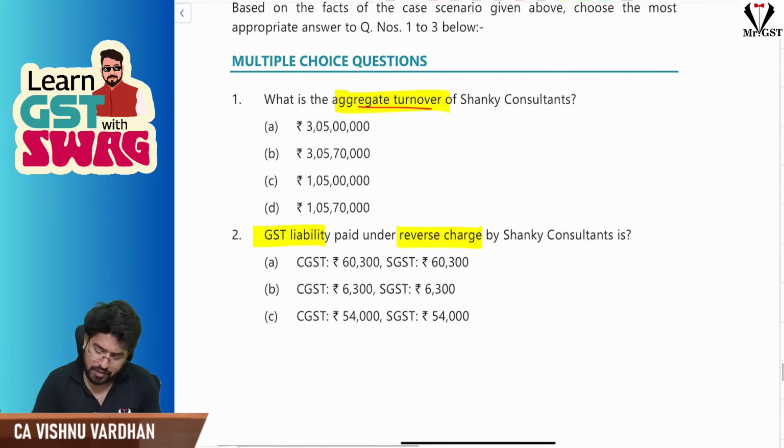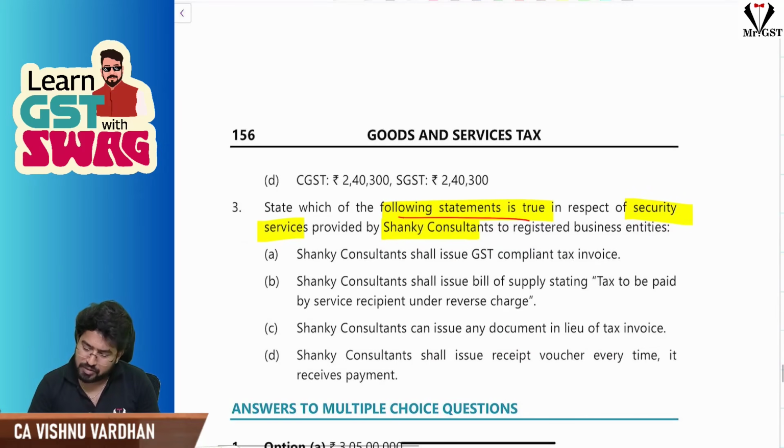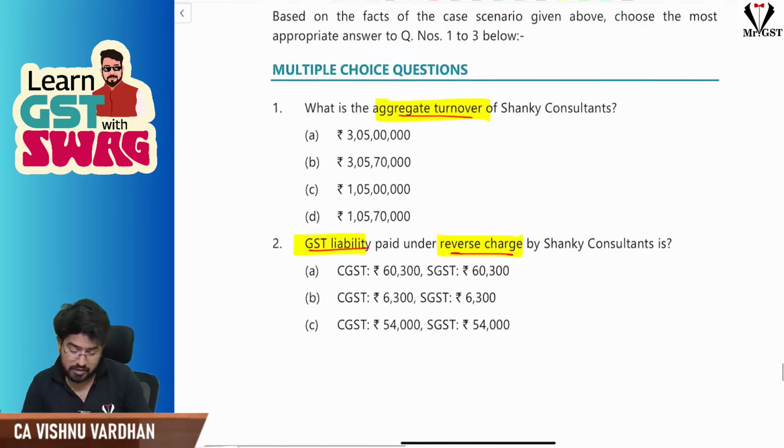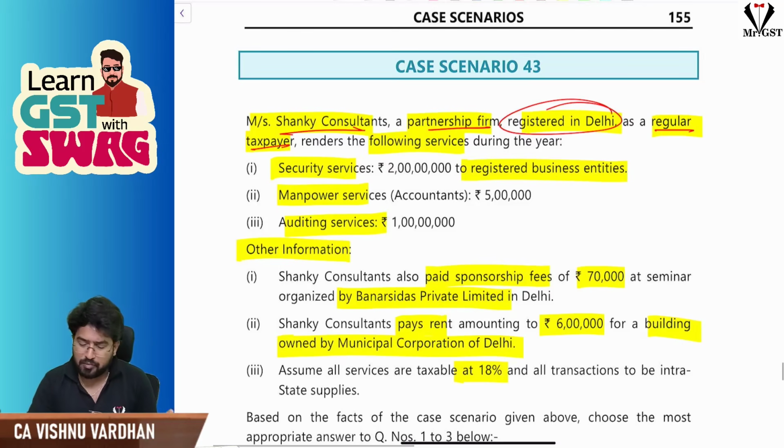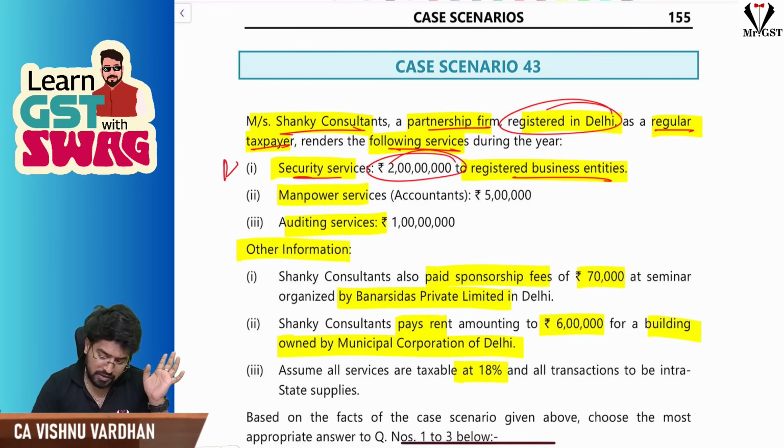Again, a small case study. They're asking you aggregate turnover, GST liability and reverse charge, and which statement is true with respect to security services by Shanky Consultants. Now Shanky Consultants is a partnership firm registered in Delhi as a regular taxpayer and providing the following services. Security services 2 crore to registered business entities. See, these people are providing security services. Supplier is any person other than body corporate and recipient is any person registered under GST. So RCM will come into picture.